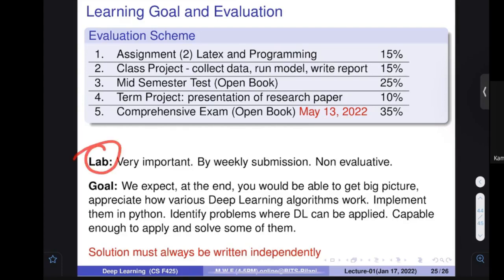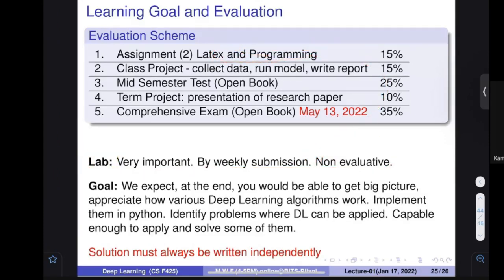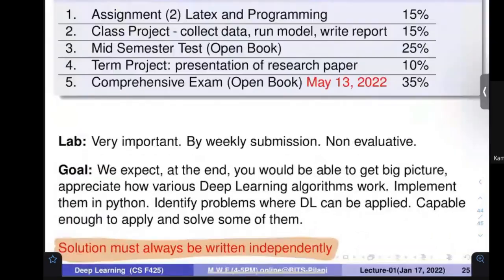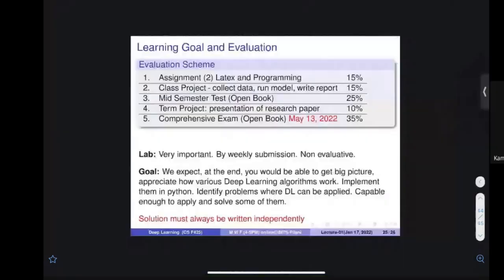There would be labs. You have to attend all of those labs. However, they are not going to be evaluative. One problem would be given to you that you can utilize and solve something for your assignment. Our goal is that you should be able to understand and apply these things in your area with full detail. Please note that whenever any assignment is given to you, it is supposed to be written independently. You have to solve all those things independently, and only if something is defined where you can take help should you take help. Otherwise, please solve it by yourself.